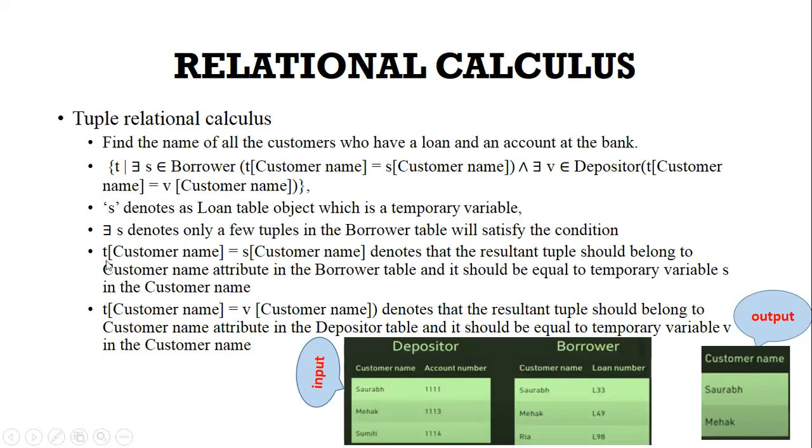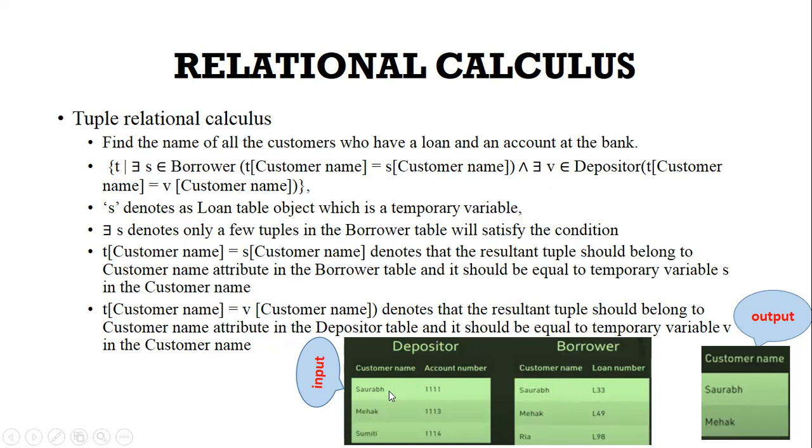So you see here T of customer name equal to S of customer name denotes that the resultant tuple should belong to the customer name attribute in the borrower table, and it should be equal to the temporary variable S in the customer name. The second, T of customer name equal to V of customer name, denotes the resultant tuple should belong to the customer name attribute in the depositor table and should be equal to the temporary variable V in the customer name. The meaning is the customer name should appear in both the depositor as well as the borrower table. The customer should have both the account as well as the loan. So that customer will be displayed here.